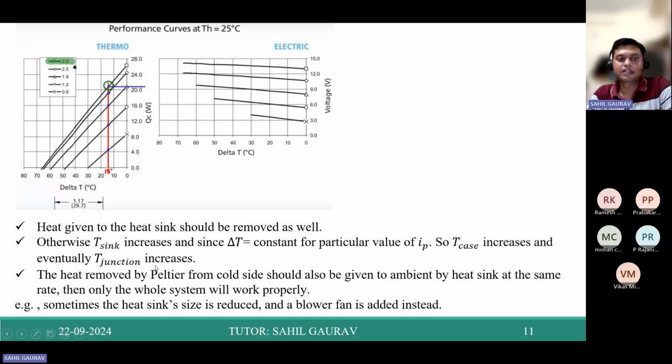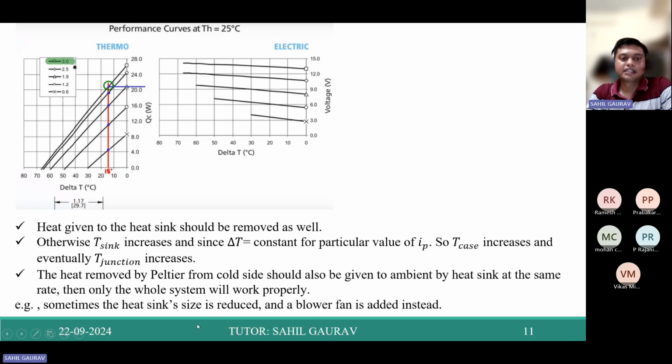That means whatever the element or body from which you want to extract the heat energy, the temperature of the junction will increase. So the heat removed from the Peltier element from the cold side should also be given to the ambient by the heat sink at the same rate. Then only this whole system will work properly.